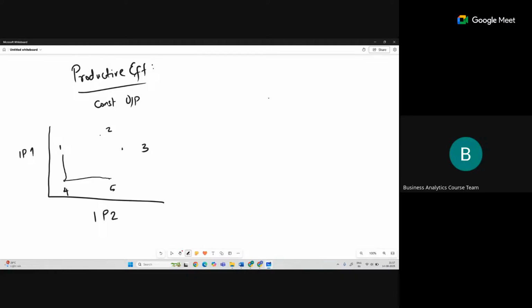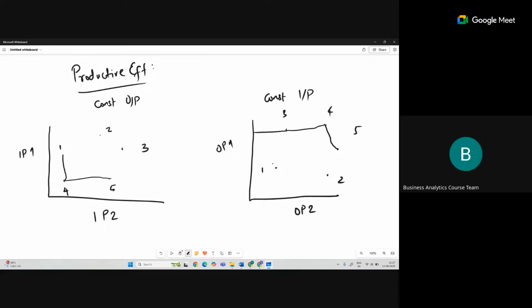Similarly, if you have constant input and the outputs are different for certain DMUs, then you will have something like this. Let's say 1, 2, 3, 4, and 5. Here, 3, 4, and 5 will be the efficient frontier. This is the envelope.